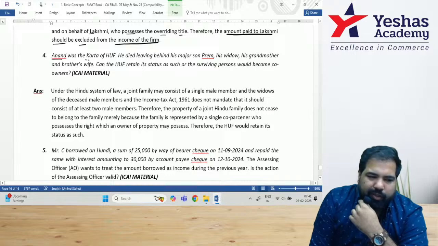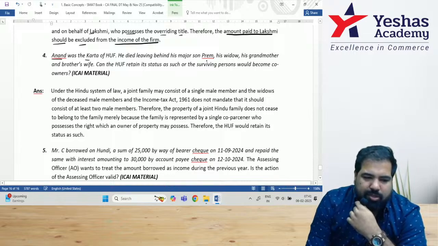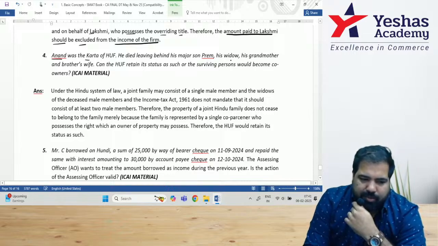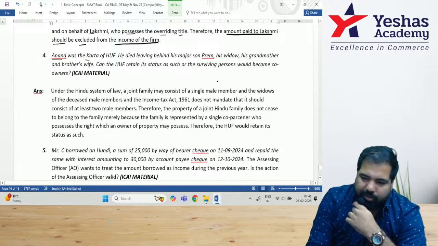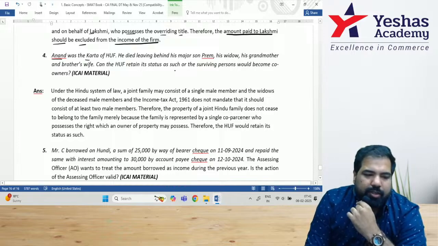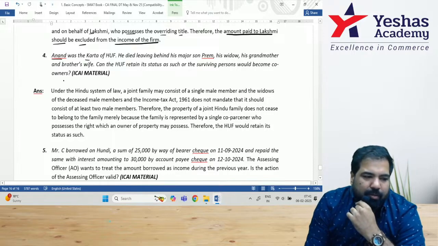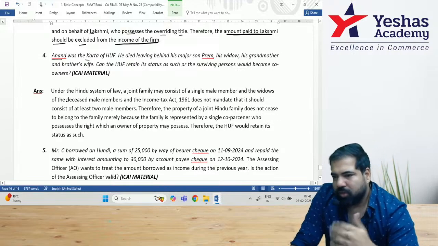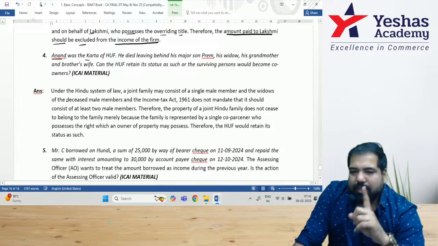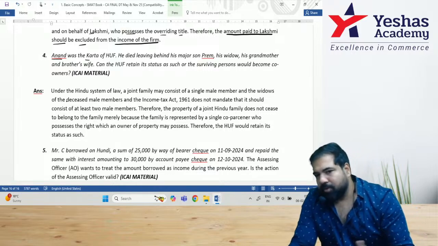Anand was the Karta of a HUF. He died leaving his major son Prem, his widow, that means the spouse, his grandmother, and brother's wife. So all women, women, women, and only one major son. And the HUF retained its status as such, and the surviving persons would become co-owners. What happens in this case? So, guys, can a HUF be made with just one male member also? Yes. Guys, you need just one male member and the family members to create an HUF.